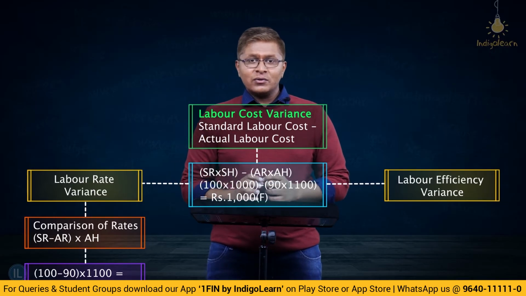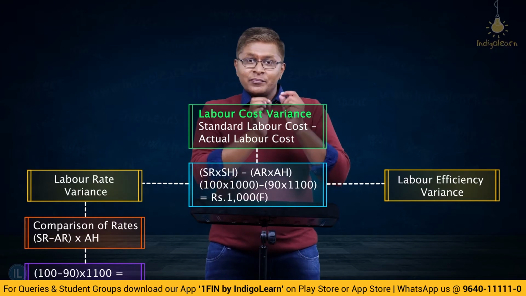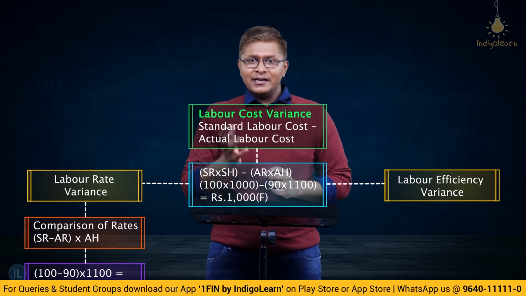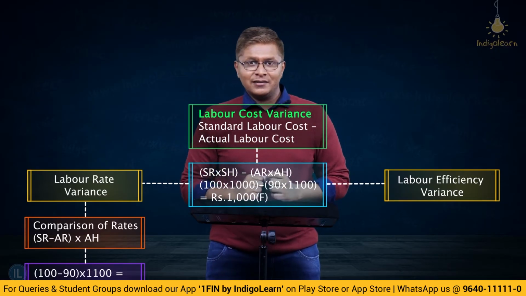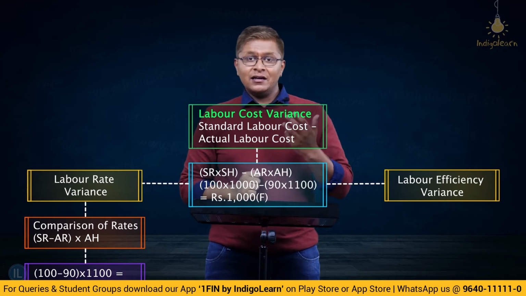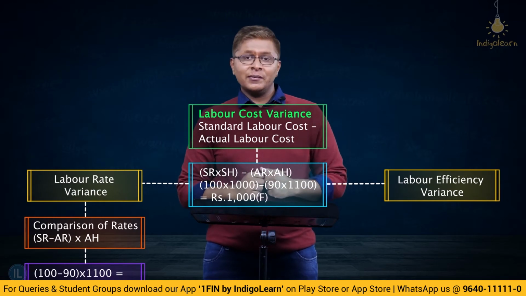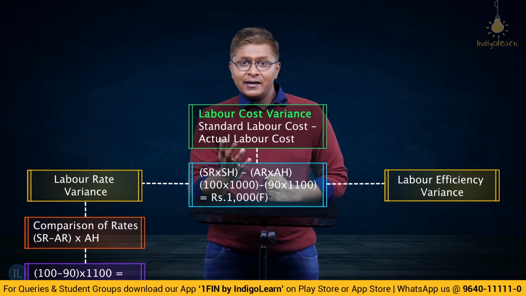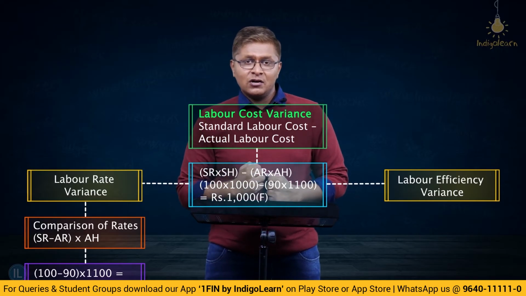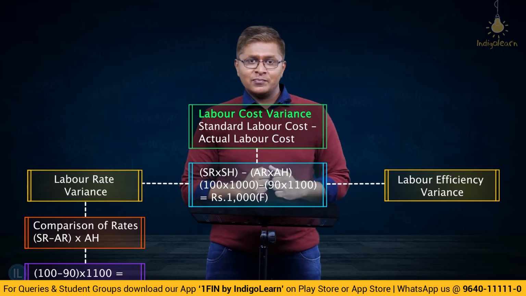Next, now let us look at the labor efficiency variance. See, when we first approached the developer, he said he is going to take 1000 hours to complete. But he has taken 1100 hours in order to complete the project. Now, did he take more hours than what he had promised, or has he taken less number of hours than what he has promised?